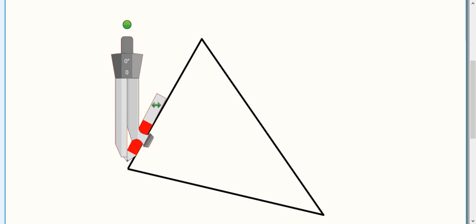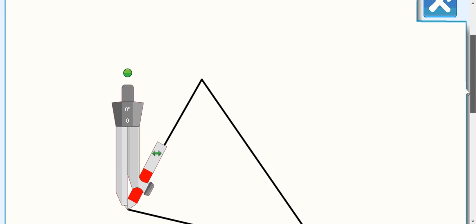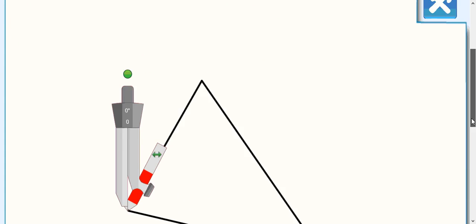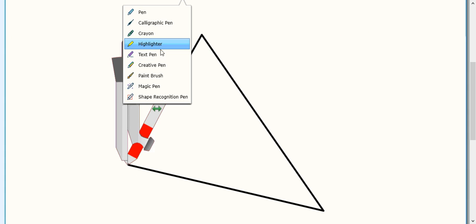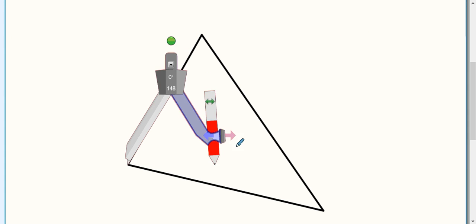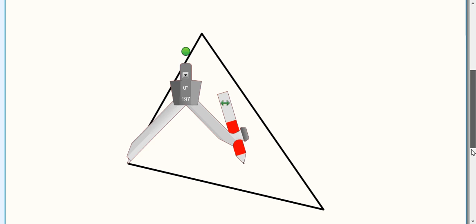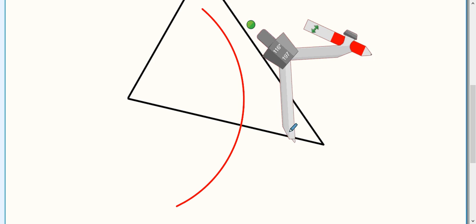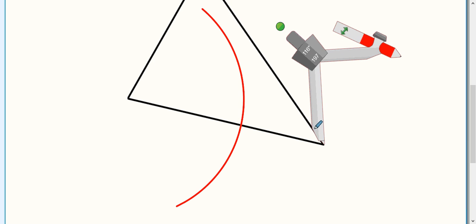I'll do red first. And then when we do that, it's going to create the circumcenter, where all three perpendicular bisectors intersect. So take your compass, stretch it more than halfway, so we can do that football shape from each vertex. We'll do it from this left side and the right side.